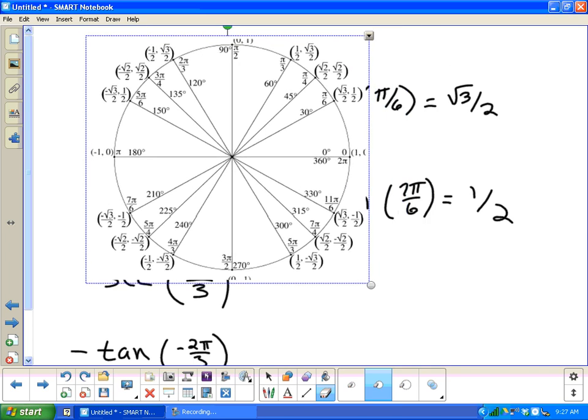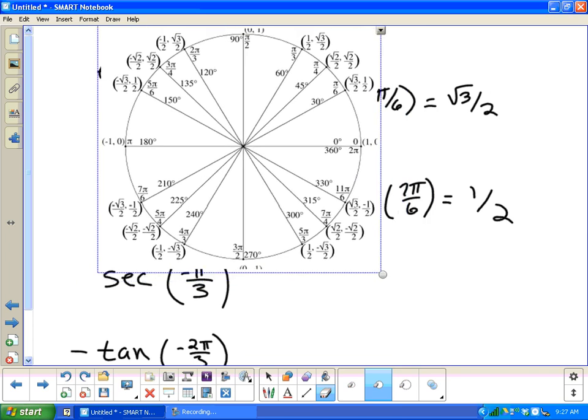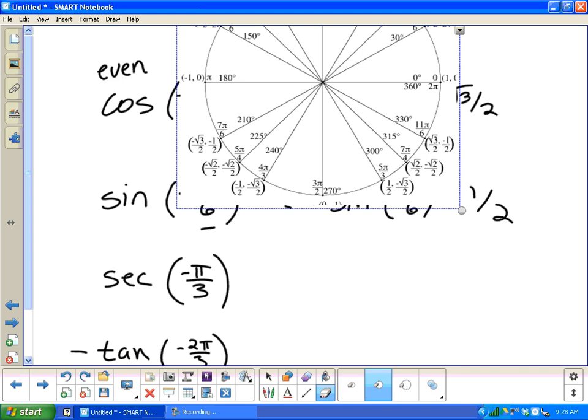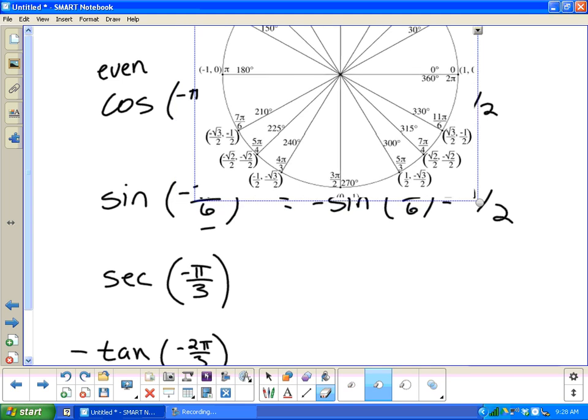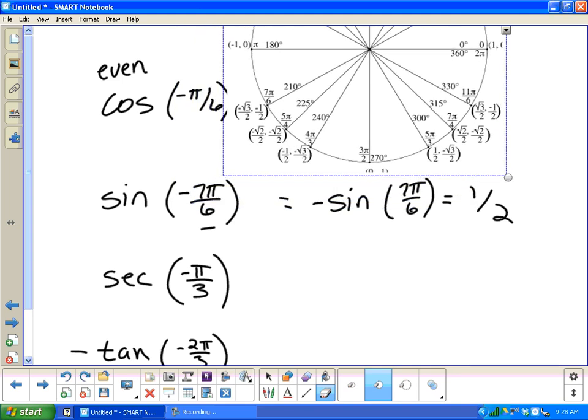All right, so let's look. You see where 7 pi over 6 is? What's the sine of 7 pi over 6? Negative 1/2. But if we have negative 7 pi over 6, we can just rewrite this as the opposite of the sine of 7 pi over 6. So the sine of 7 pi over 6 is negative 1/2, but then the opposite of that would just be a half.